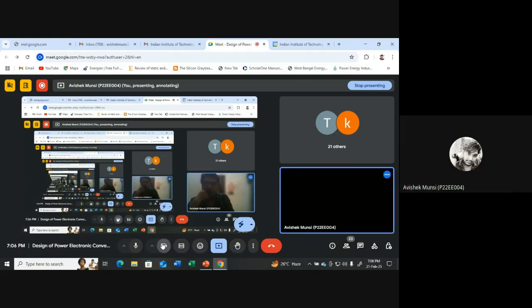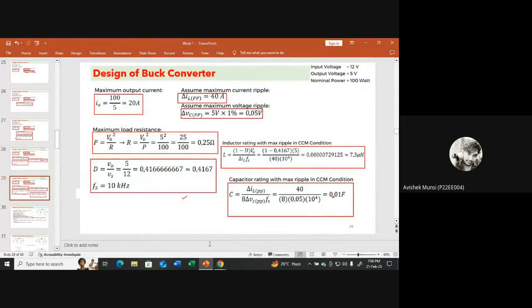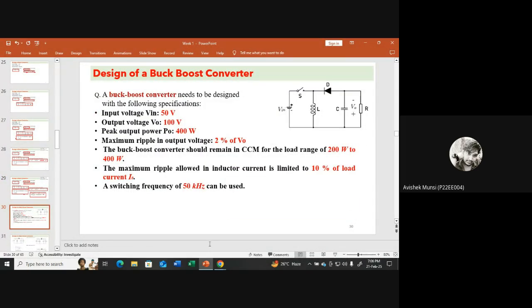So let me move into that. So this is a problem, a buck boost converter. The input voltage and the output voltage are given. The peak output power is given. The maximum ripple in the output voltage is given. And it is said that the buck boost converter should remain in continuous conduction mode in the range of 200 watt to 400 watt. And let's just consider the inductor current ripple as 10% of load current, and the switching frequency is 50 kilohertz.